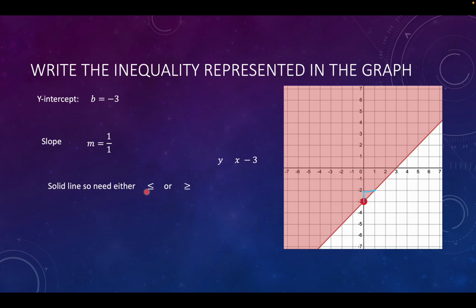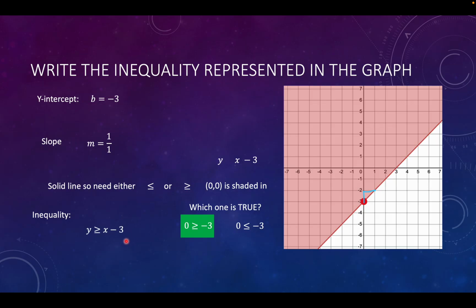We have a solid line, so we know that we have to have that line underneath for either one. We know that 0, 0 is shaded in, which means it's a true statement. So if we were to plug in 0, 0 here, and we just guess which way, we put 0, 0 in, and we say, okay, is 0 greater than or equal to negative 3, or is 0 less than or equal to negative 3? Which one is true? This one is true. 0 is more than negative 3. Therefore, we would pick this symbol to write our inequality: y is greater than or equal to x minus 3.